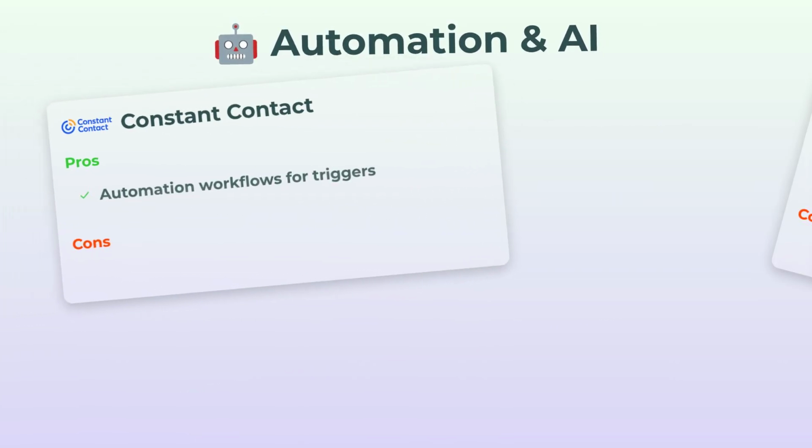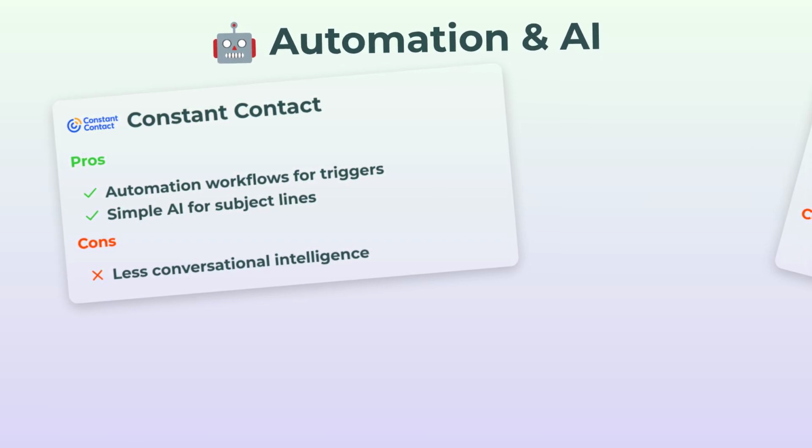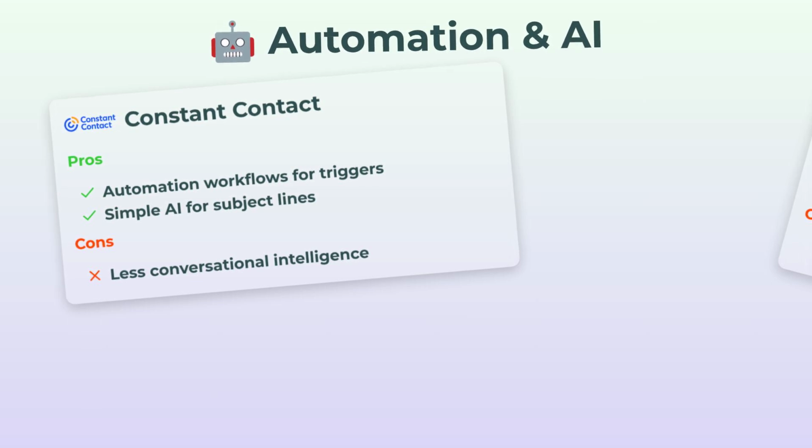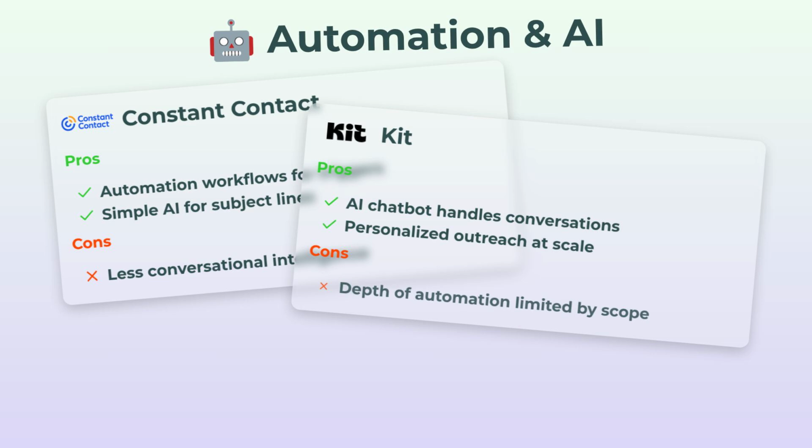Switching gears to automation and AI. Constant Contact does solid automation, like classic trigger workflows and a touch of AI for those must-have subject lines. But when it comes to actually having smart conversational interactions, that's where Kit just goes wild. Kit's AI chatbot actually chats with customers and handles personalized outreach at scale.